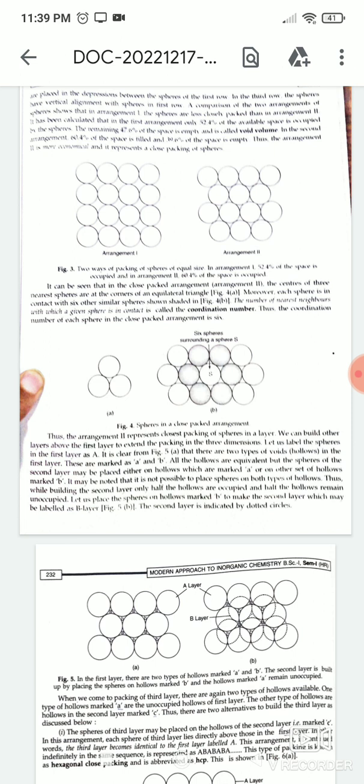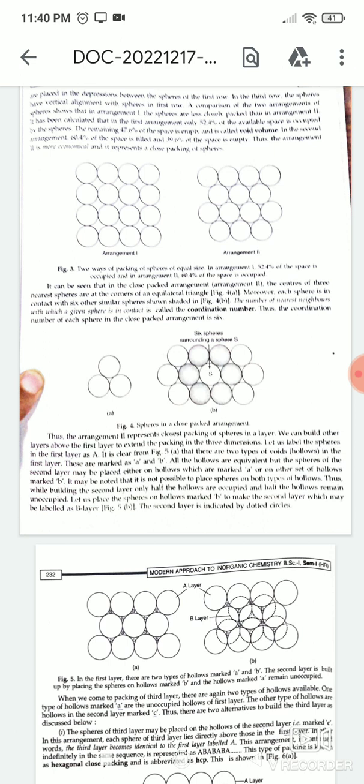It has been calculated that in the first arrangement only 52.4% of the available space is occupied by the spheres. The remaining 47.6% of the space is empty and is called void volume. In the second arrangement, 60.4% of the space is filled and 39.6% of the space is empty. Thus, arrangement second is more economical and it represents a close packing of spheres.